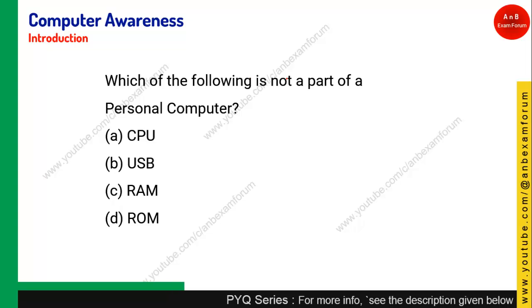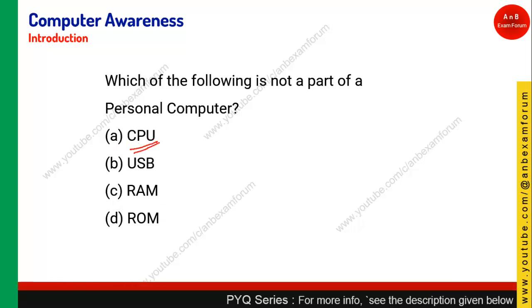Which of the following is not part of a personal computer? Let's see the options one by one. CPU, the central processing unit, definitely is a part of a personal computer. USB are basically secondary devices, they are not part of a personal computer. These are not the primary devices, which are not essential for the working of the computer. USB is not part of a personal computer, so option B is the right answer. What are RAM and ROM? They are random access memory and read only memory. These are types of memory which are required for the personal computer. So option B, those who have given it, well done.